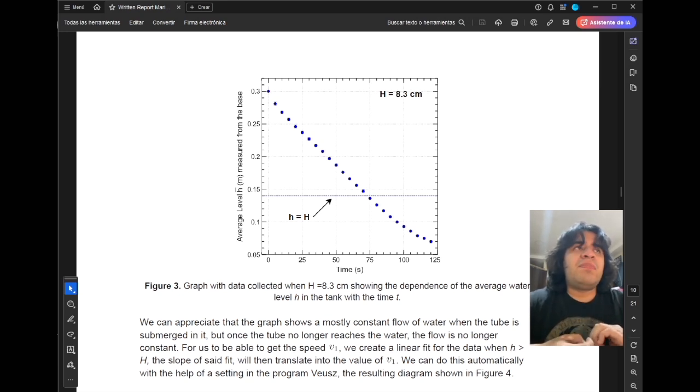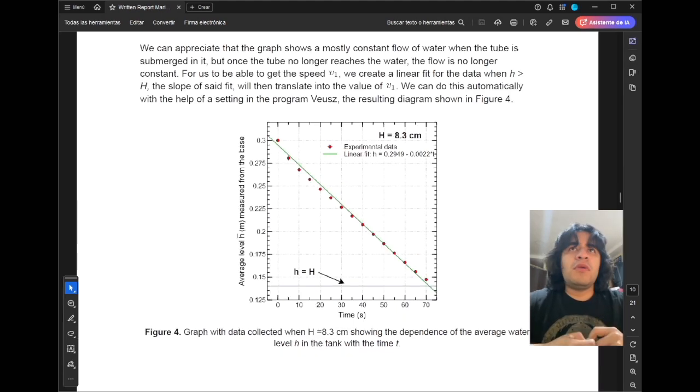We can see that the first part of the graph shows a linear behavior, and once the level of water is below the atmospheric tube, the flow is no longer constant. Using tools provided by Vernier, we created a linear fit for the data. This provided a function of the height with respect to time using linear data. This function can be seen in figure 4, and the y-intercept in this function is the initial value of height, while the slope is the velocity 1, which is 22.0 plus minus 0.2 times 10 to the power of minus 4 meters per second.